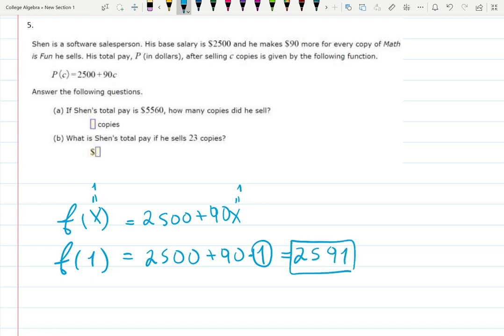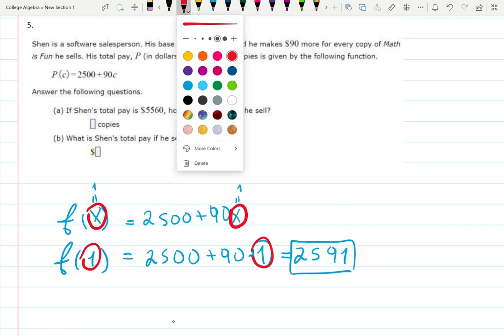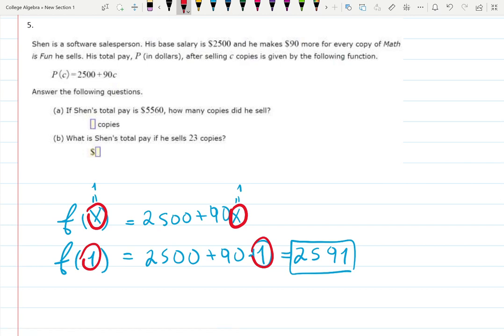Make sense? So that's just copy and paste. Everywhere you see x, you copy and paste 1. But now we want to understand what those things mean in real life applications, and that's where you see all those long written problems. So there was a software salesperson. He has a base salary of $2,500. He makes $90 more for every copy of Math is Fun he sells. His total pay, that's important.